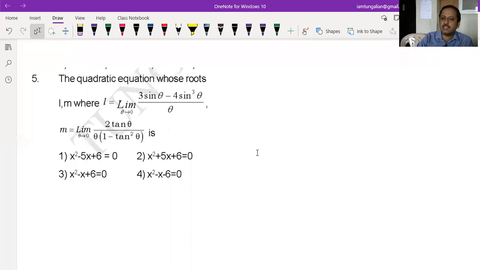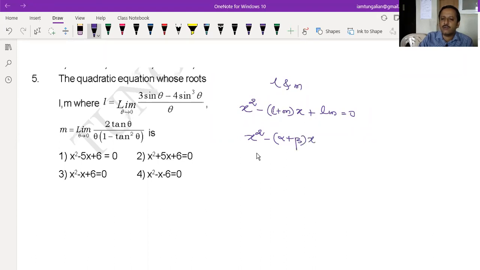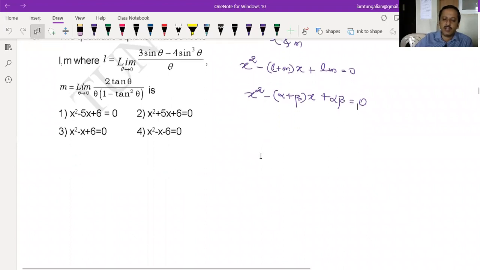Now, suppose I give you L and M as two numbers and ask you to find the quadratic equation whose roots are L and M, then you can write it like this: x square minus (sum of roots) x plus product of roots, that is x square minus (L plus M) x plus LM is equal to 0. This you know, right? If alpha and beta are the roots of a quadratic equation, then that equation can be written as x square minus (alpha plus beta) x plus alpha beta is equal to 0. This you have learned. So now let us first find out what L and M are.